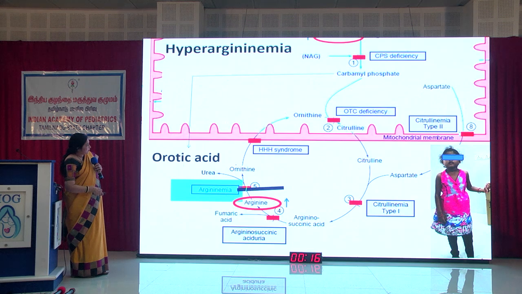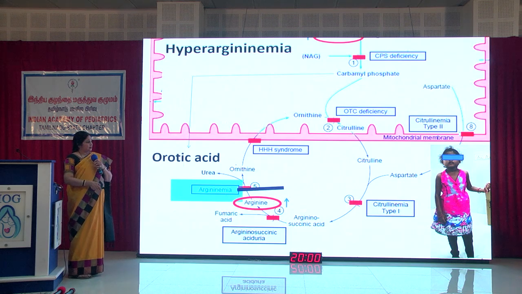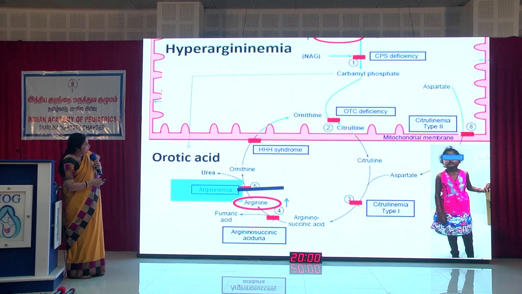And in this case, orotic acid is also increased. What is the reason for increase in orotic acid? When arginase is deficient, arginine is increased. Why is orotic acid increased? So this arginine stimulates the enzyme NAG synthase, so that carbamyl phosphate is increased and orotic acid is increased in the blood.